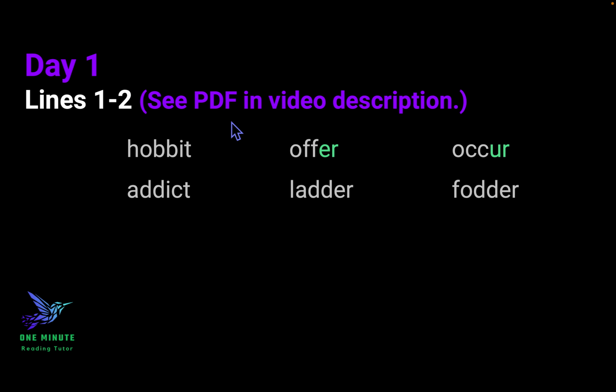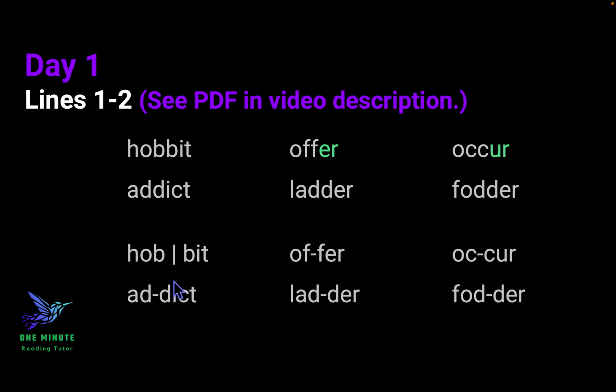Make sure you download the PDF that goes with this 6-day program so you can practice dividing these words into syllables. So please look at day 1, lines 1 and 2, and go through and divide these 6 words using Rule 1, dividing between two consonants. When you're done with that, restart the video and see how you did.